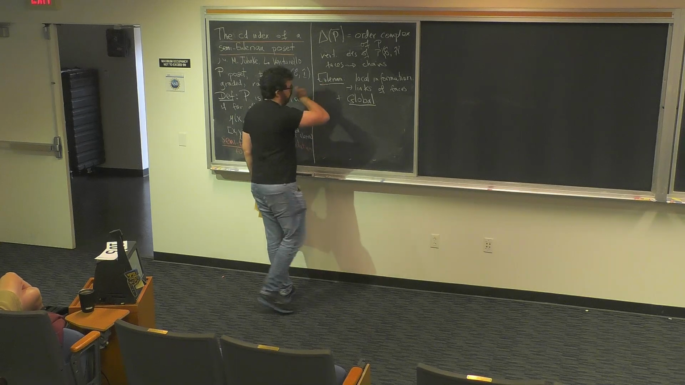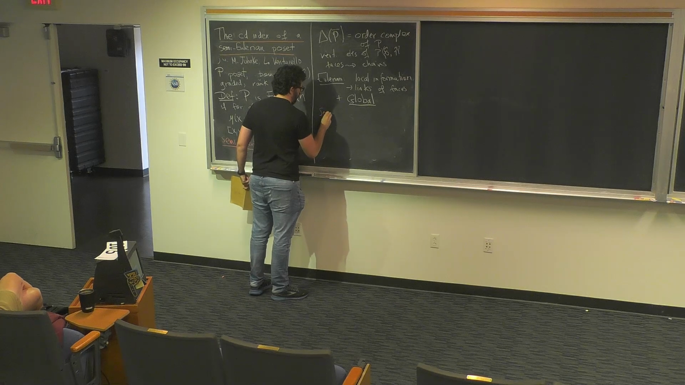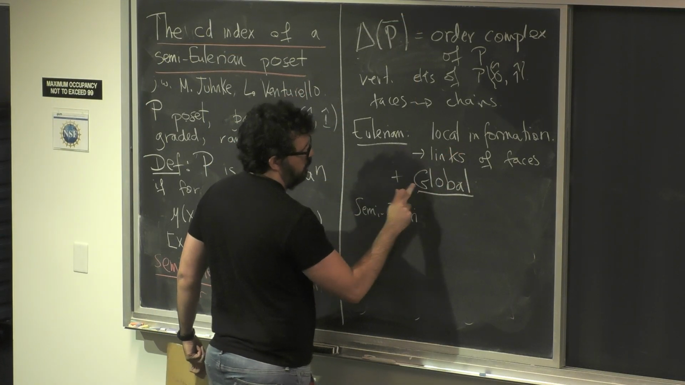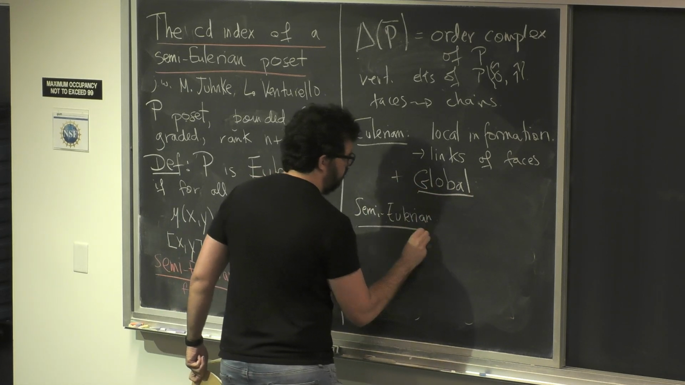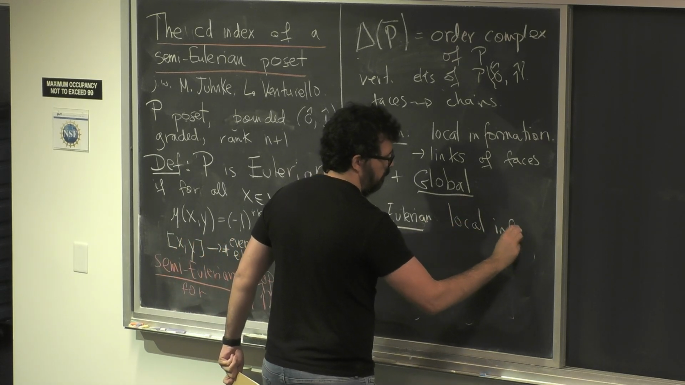And so the way I want to think about it is Eulerian is local information and one global condition. And semi-Eulerian is I'm keeping only the local information.